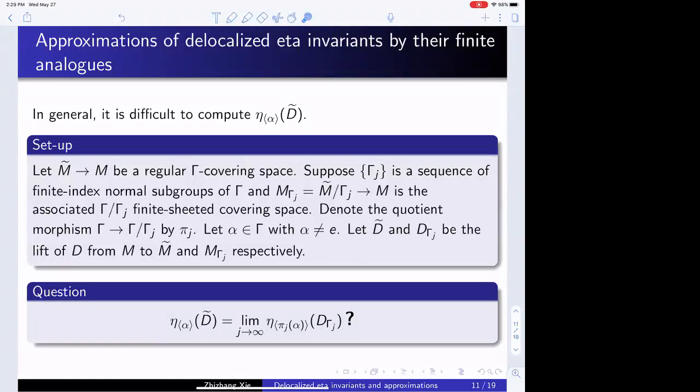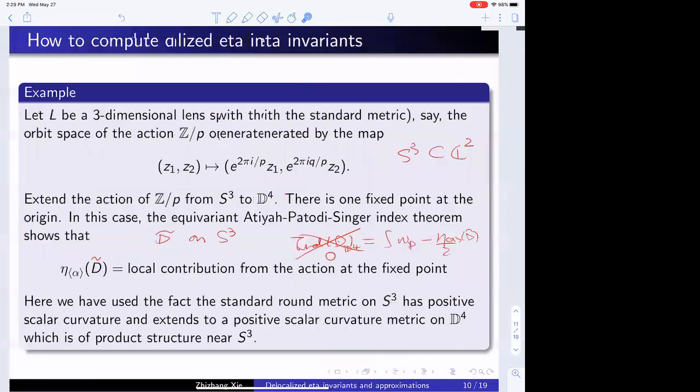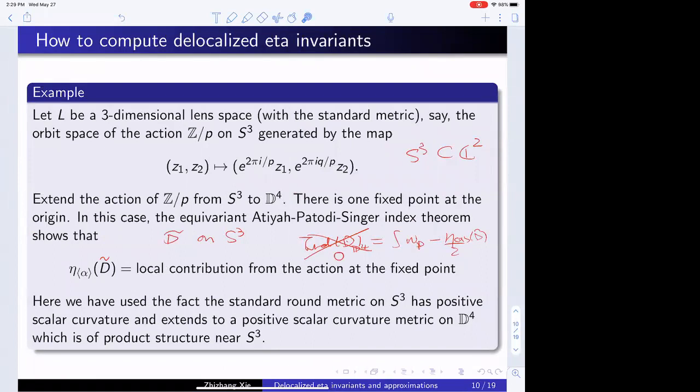And this brings us to the main topic of this talk. Before this, that was just preparation. Why do we care about approximations of the delocalized eta invariant by finite analogues? Because in general it is very difficult to compute. As the previous example shows, when a group is finite, especially in a geometric situation, there is hope to actually compute this delocalized eta invariant.